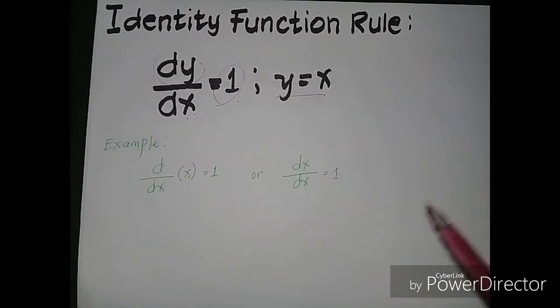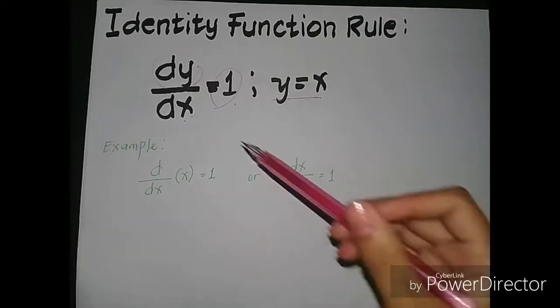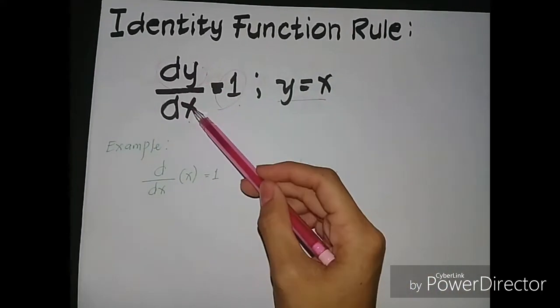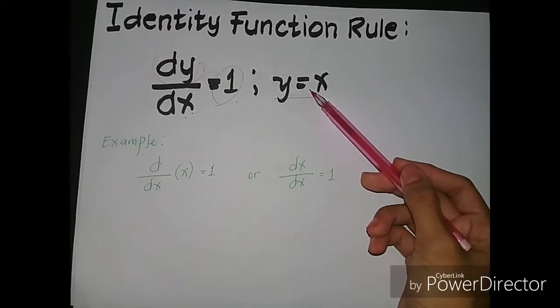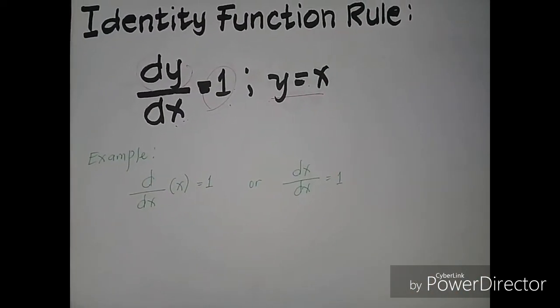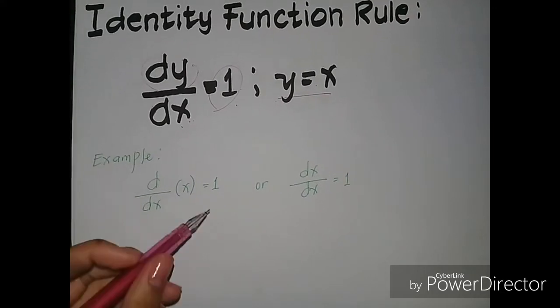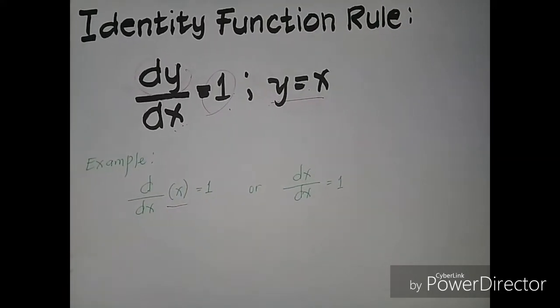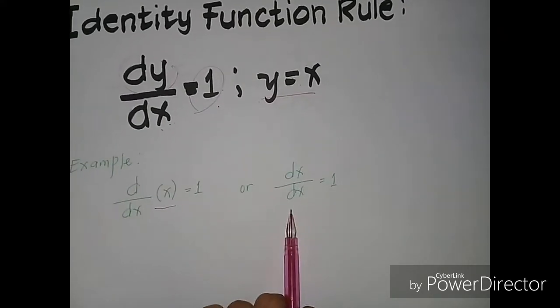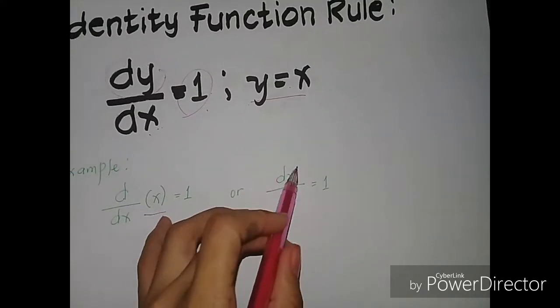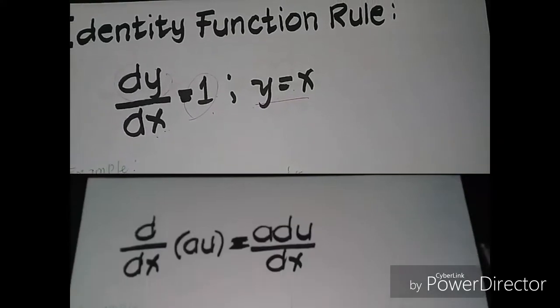Next, we have the identity function rule. In the identity function rule, the derivative of y with respect to x is equal to 1 if y is equal to x. In our given example, you just have to substitute y with the x, and that gives us the derivative of x over derivative of x that is equal to 1 because we have to divide them out.